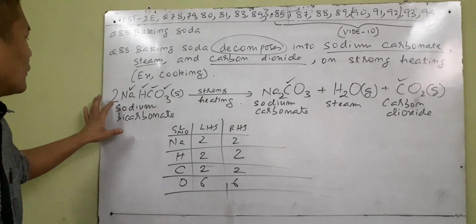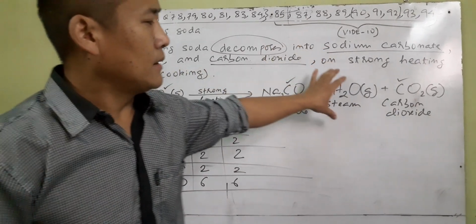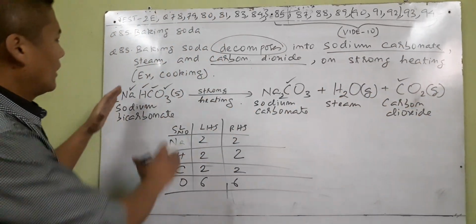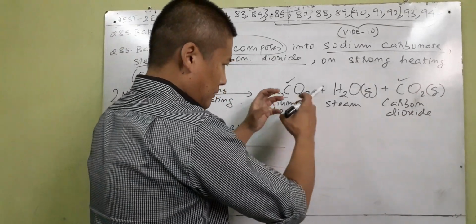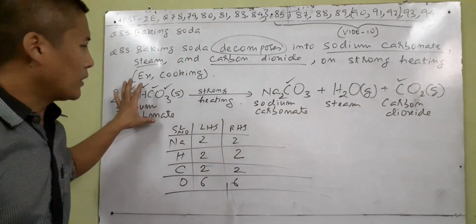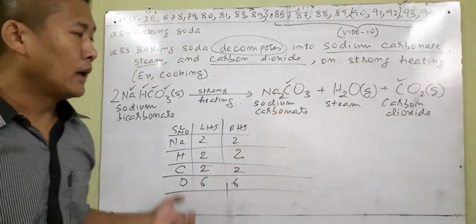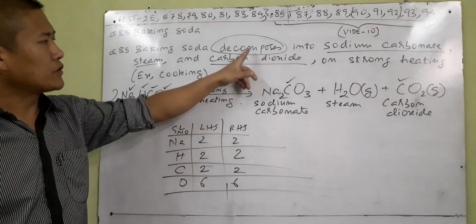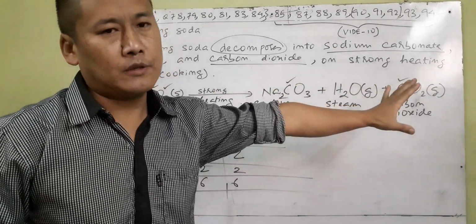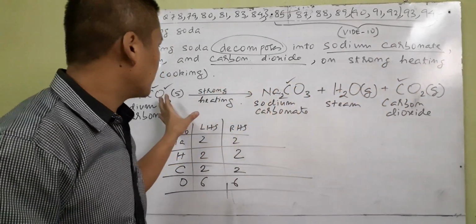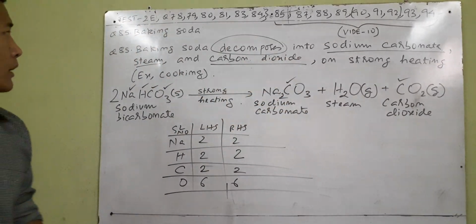Okay, so this is 2 molecules of sodium bicarbonate, which on strong heating decompose into sodium carbonate, steam and carbon dioxide. The word decomposes means one big single molecule, only one compound, breaks into 3 smaller compounds. When one big compound breaks into 2 or 3 or more smaller compounds, that process is called a decomposition reaction. So all decomposition reactions will have only one substance on the left side, and at least 2 or more substances on the right side, because they have broken down into smaller ones. Okay, now this is balanced.